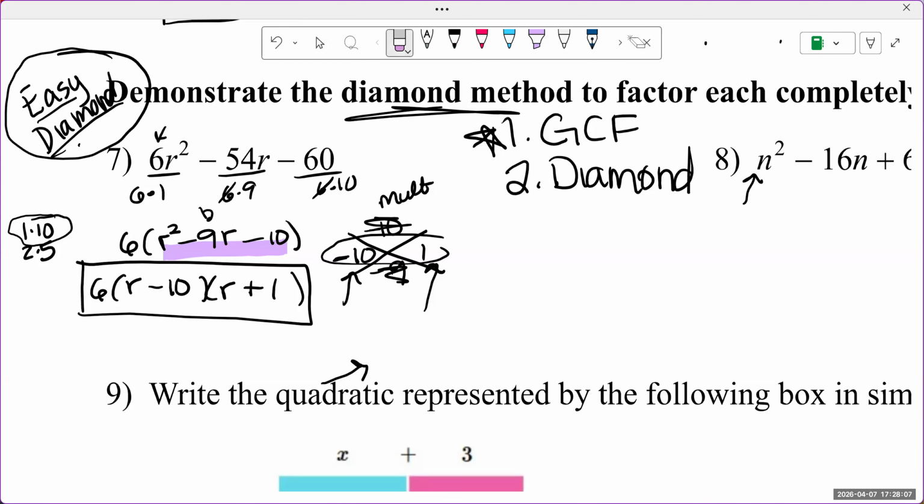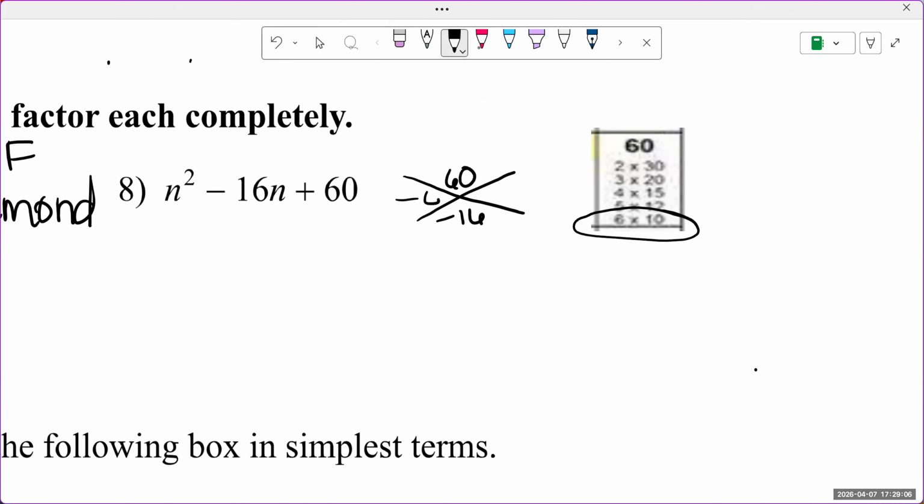Okay, number 8, there's nothing to factor out. So I can just make my diamond, two numbers that multiply to get 60 and add to get negative 16. Okay, so here are my factors of 60 that I got from the chart of factors. So two numbers that multiply to get positive 60 and add to get negative 16. I'm going to have negative 6 and negative 10. Okay, so I'm done with these. This is an easy diamond.